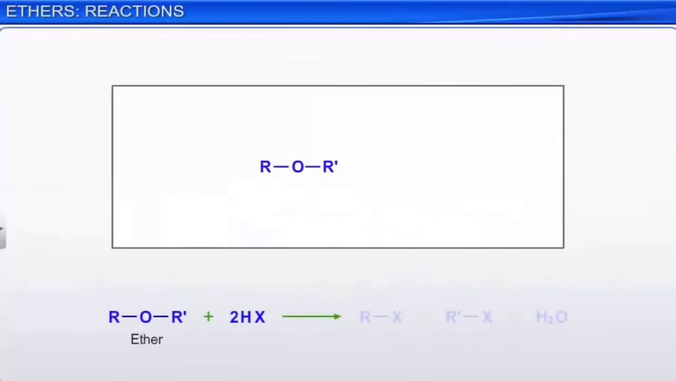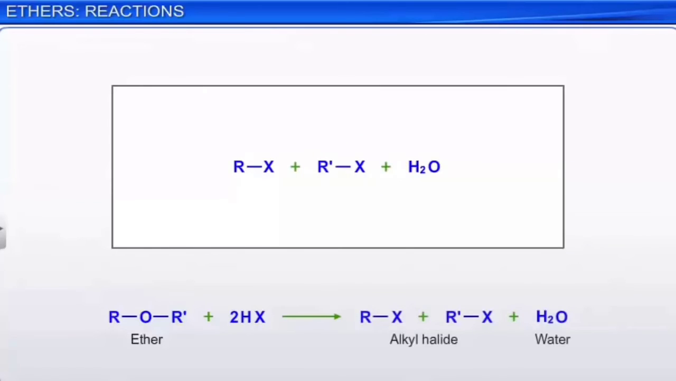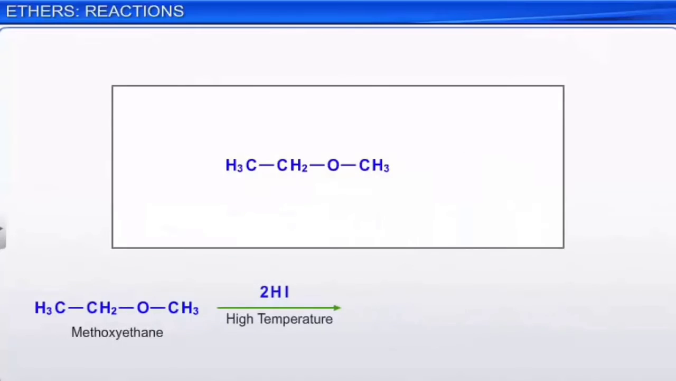Thus, when an ether is heated in the presence of excess hydrogen halide, two molecules of alkyl halide and a molecule of water are produced. For example, methoxyethane reacts with excess hydrogen iodide at high temperature to form a molecule each of iodoethane, iodomethane, and of water.